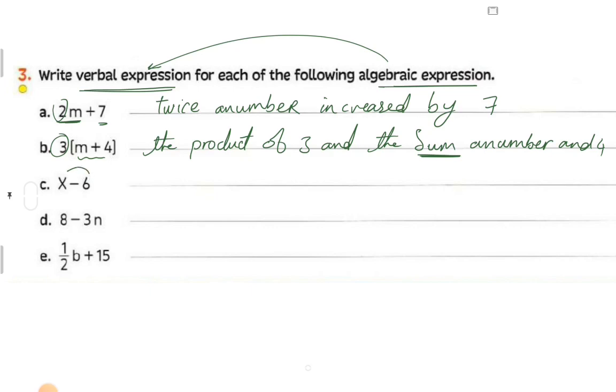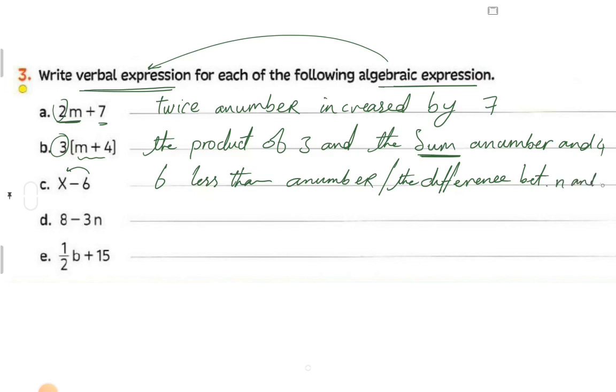Okay, x minus 6. 6 subtracted from x, right? So I can say 6 less than a number. 6 less than a number means number minus 6. I can also say the difference between a number and 6, which means the same, minus.